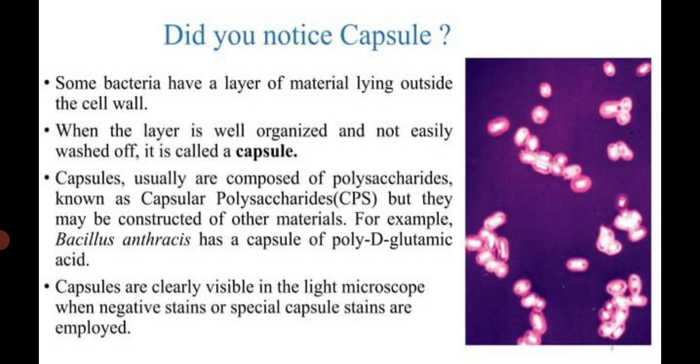But some polysaccharides present in a capsule are different. For example, in Bacillus anthracis, the capsule is made up of poly-D-glutamic acid. The capsules are clearly visible in a light microscope when negative stains or pressure stains are employed.